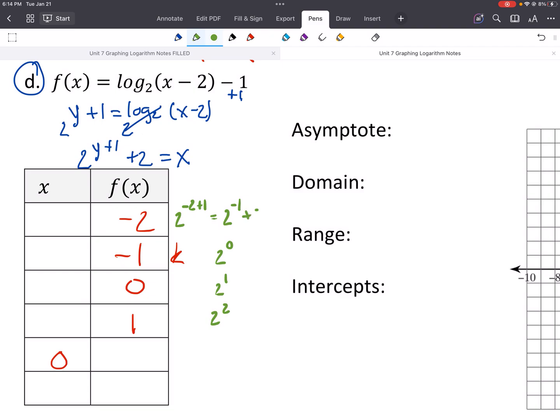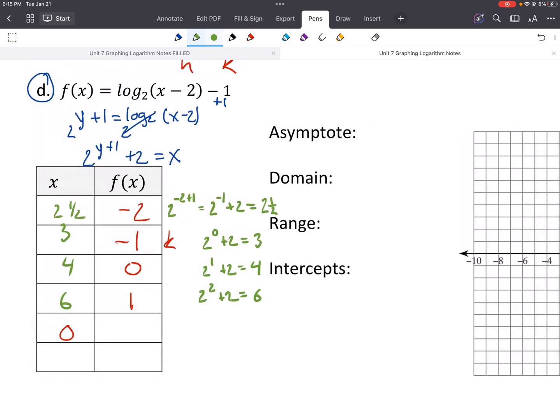And then for this example, we're going to add 2 to all of those, okay? So 2 to the negative 1 would be 1/2, plus 2 would be 2 1/2. And this would be 1 plus 2, which is 3. This would be 2 plus 2 is 4. And then 4 plus 2 would be 6. So that should give us all the points that we need.